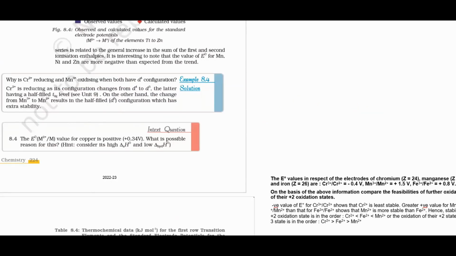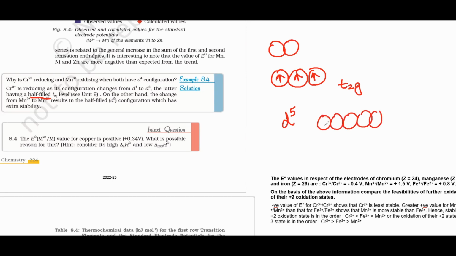These questions are very important. Why is chromium reducing and manganese oxidizing when both have a D4 configuration? And this relates to the t2g3 of chromium. t2g3 means this is done in coordination chapter when you have d3 as t2g3 half-filled configuration. Whereas manganese has a normal d5 configuration, which is also a half-filled configuration. So both sides, we have a stable configuration. One side d5 half-filled and another side t2g3, which is also half-filled. Because of which chromium ion is reducing and manganese is oxidizing.